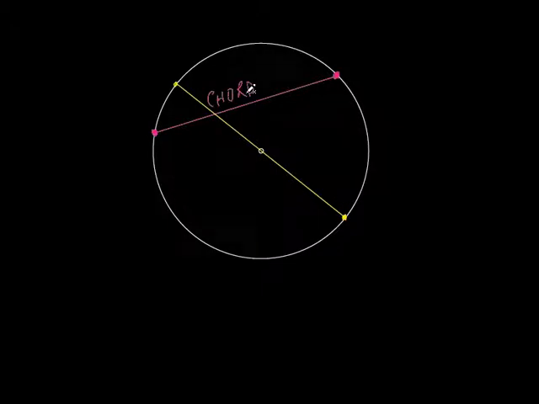Is every chord a diameter? No, it's not. Okay, because absolutely this pink chord right here is not a diameter because it doesn't go through the center. But any chord that goes through the center, if you want to say it that way, right? Any chord that goes through the center of the circle has got to be a what? A diameter. Got it?